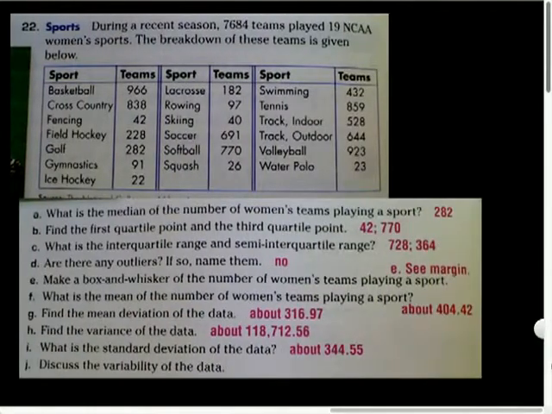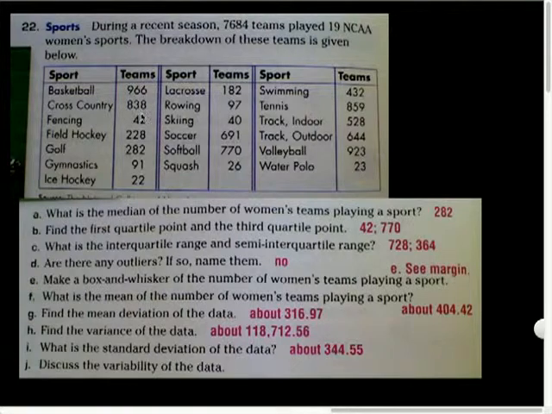So here's another problem, a lot more for us to look at on this one. It says, during a recent season, 7,684 teams played 19 NCAA women's sports. The breakdown of these teams is given below. So this isn't scores or anything. These are actually 966 basketball teams. That's a lot of teams.